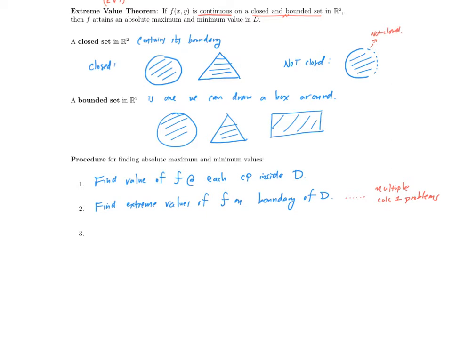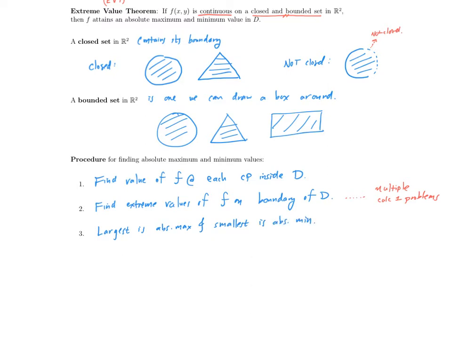Once you now have this list of values, the values of f at each critical point and the extreme values of f on the boundary of D, this has built up for you a list of values. The absolute maximum and absolute minimum is just the largest and smallest respectively. So the largest value is the absolute maximum, and the smallest value is the absolute minimum.